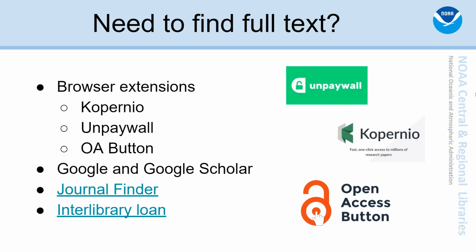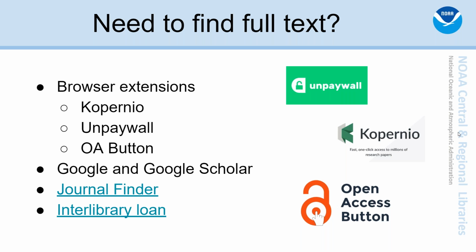So the way that these browser extensions work is that they search legal open access databases like institutional repositories or open access journals. One more thing about the browser extensions, you can probably download them on your NOAA computer, but please check with your IT first because different line office IT have different recommendations and it can be a headache sometimes, yeah.